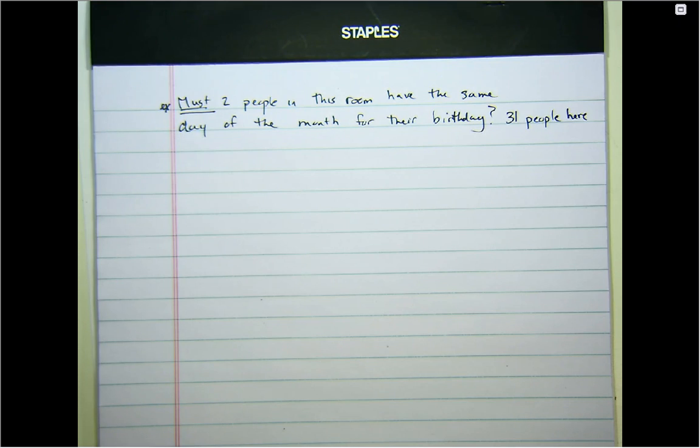So must 2 people in this room have the same day of the month for their birthday? There probably are, but they don't have to be, right? I could be the 27th, and everybody else could be a different day because there's 31 days.